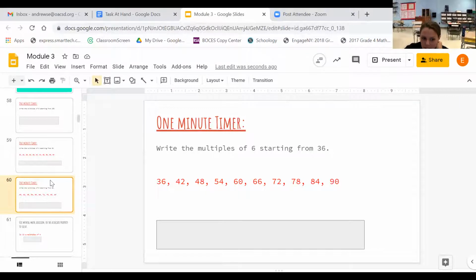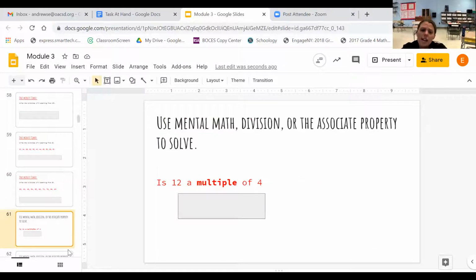Now let's keep moving. So a question I have for you is, using mental math, or you can use division or the associative property from yesterday. My question is, is 12 a multiple of 4? What we're thinking of is when we skip count by 4s, does 12 come up?